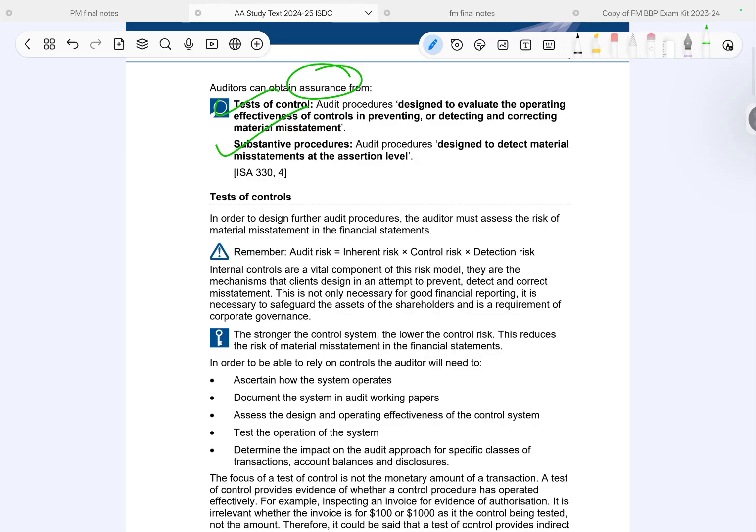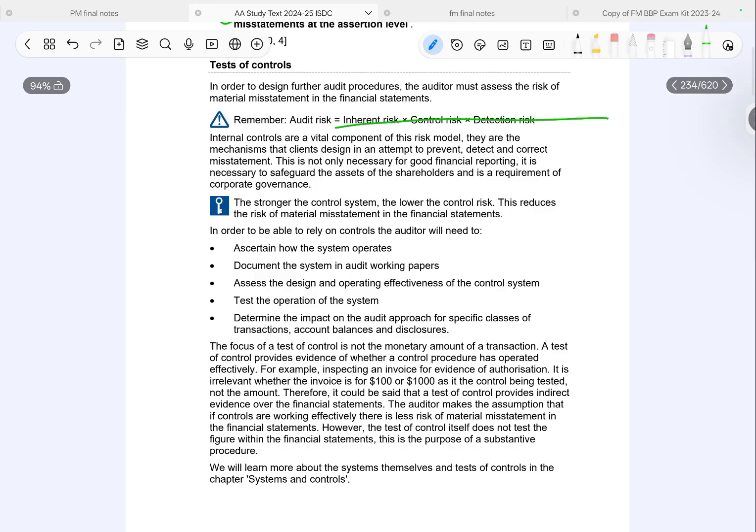Now, before deciding what to do, the auditor looks at audit risk. The audit risk model, if you remember, is inherent risk into control risk into detection risk. Internal control plays a huge role here. Stronger controls equals lower control risk, lower chances of misstatement. But the auditor can't just trust controls blindly. They have to actually test them. So what do they do? They understand the system, document it, check if it's well designed, test if it's properly working, and then decide how it affects the audit approach.